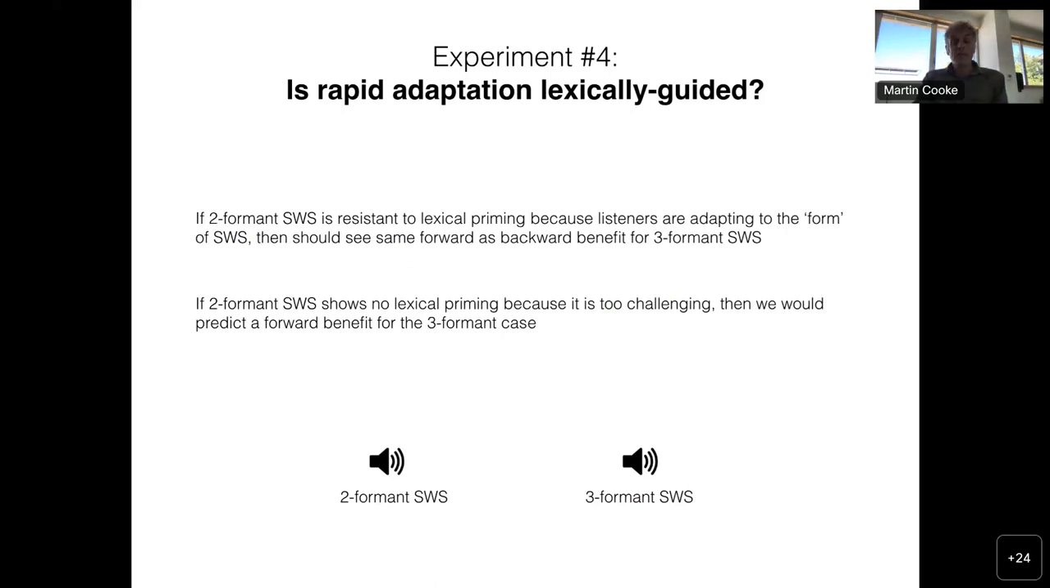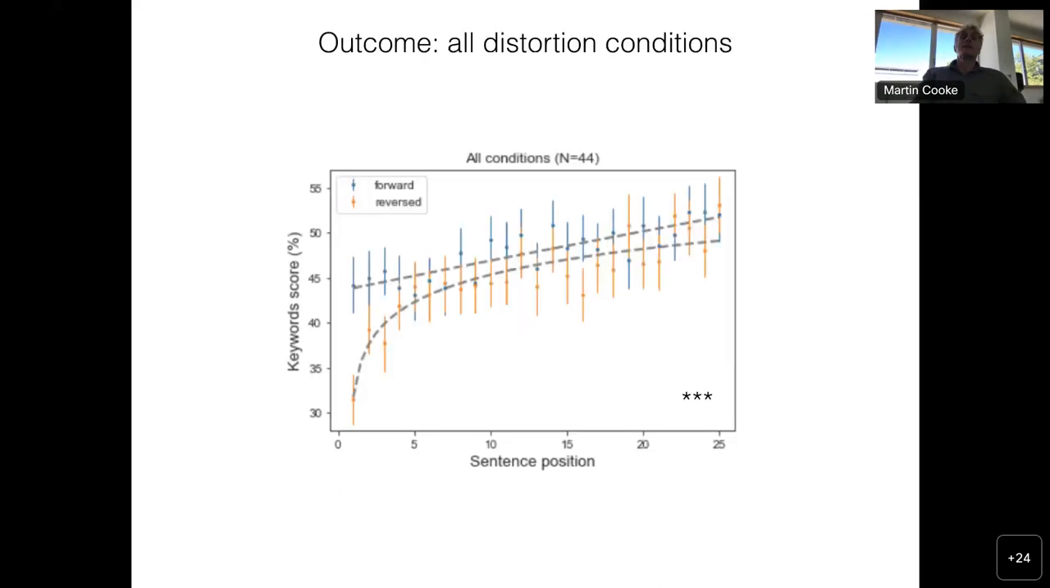That's two formant. That's three formants. They're not that different, actually, in this particular case. This is what we see.